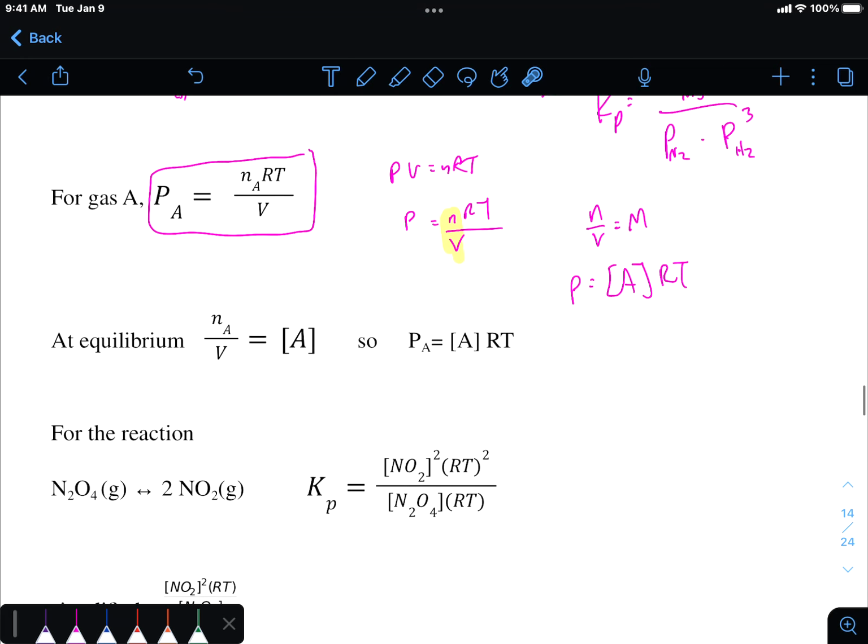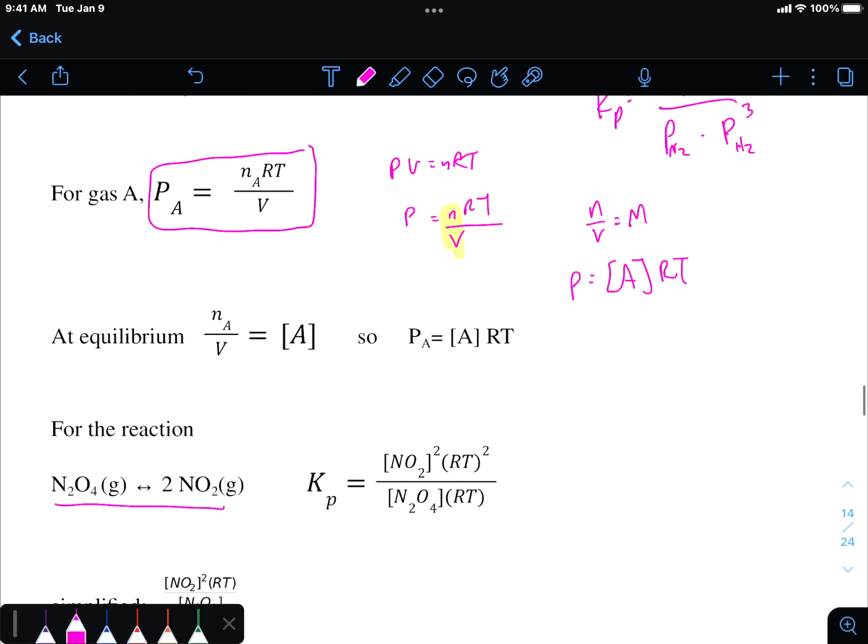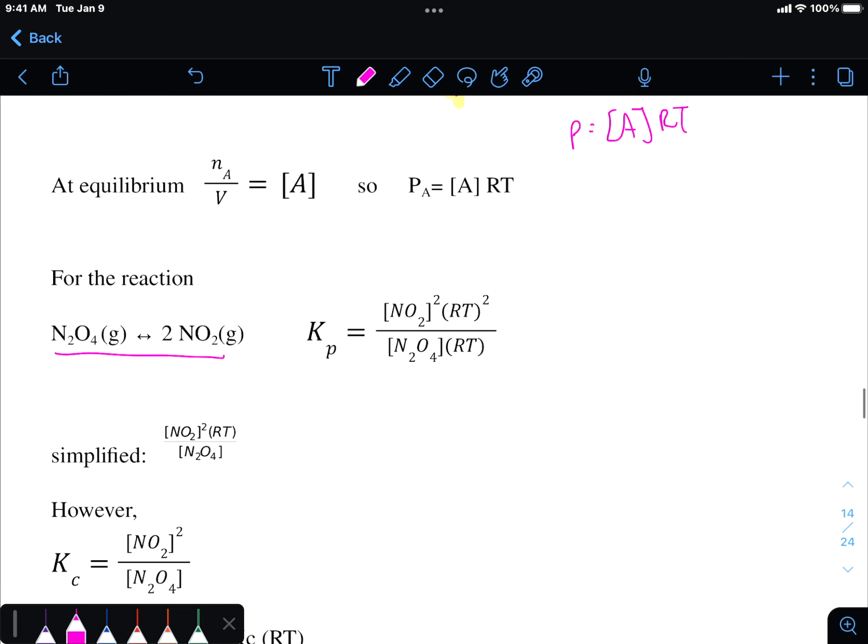All right, so if we understand that, for this reaction, did we write the Kp for that already? No, we didn't. Okay. So for this reaction, Kp would be equal to the P of NO2 squared over the P of N2O4, right? But isn't P of NO2 equal to the concentration of NO2 times RT? I mean, isn't that how we express pressure?